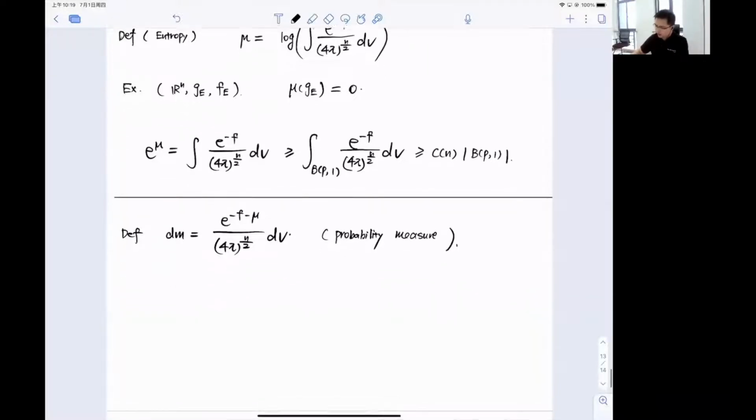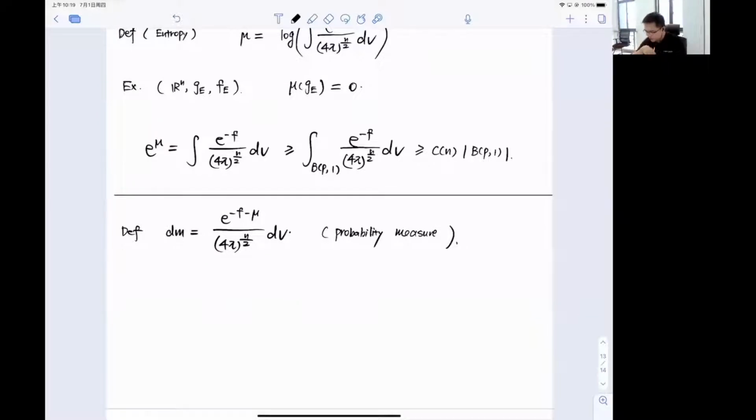Moreover, by closely examining the definition, we can see this is almost equal to the weighted measure we introduced last time. The only difference is we have a constant. So in particular, we know that the weighted Laplacian is also self-adjoint with respect to this new measure dm.